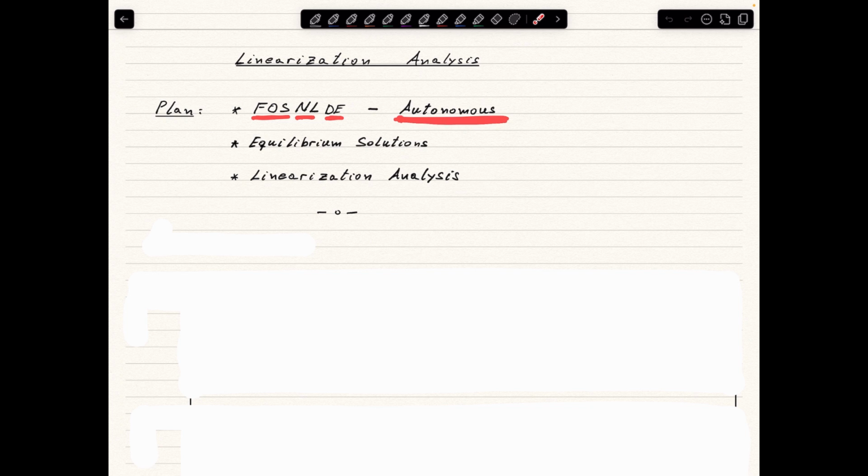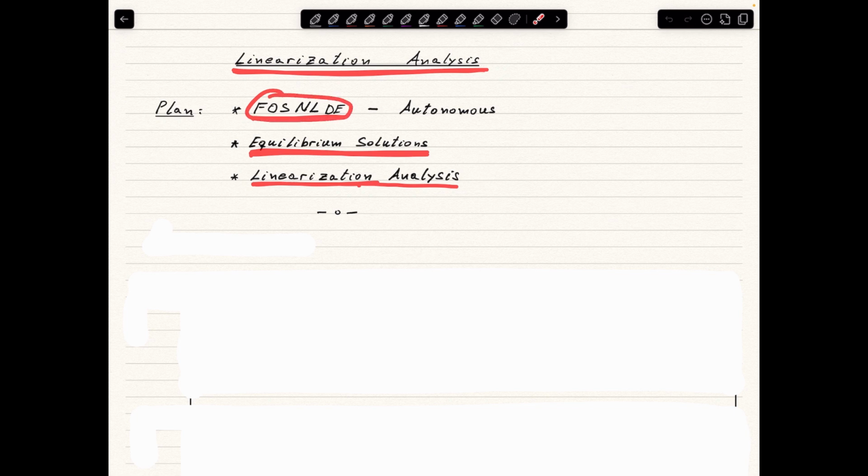We are going to sketch an approximate phase portrait of the solutions using what is called linearization analysis, which starts with finding equilibrium solutions and then finding a linear system that approximates the nonlinear system near the equilibrium solutions. With that information we can sketch an approximate phase portrait of the solutions of the nonlinear system. So that's the plan for today.